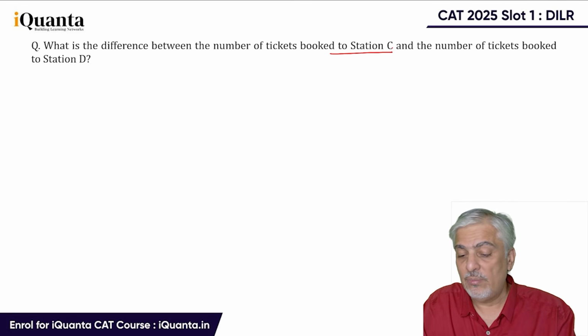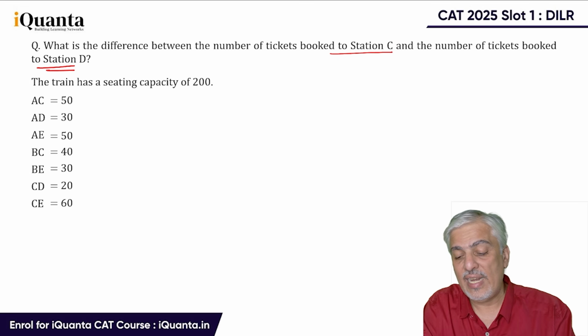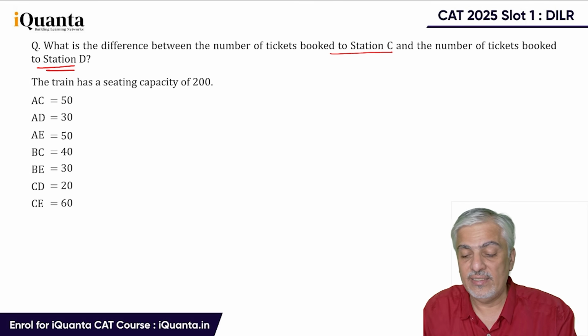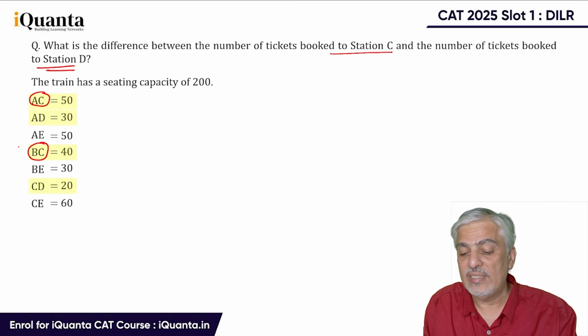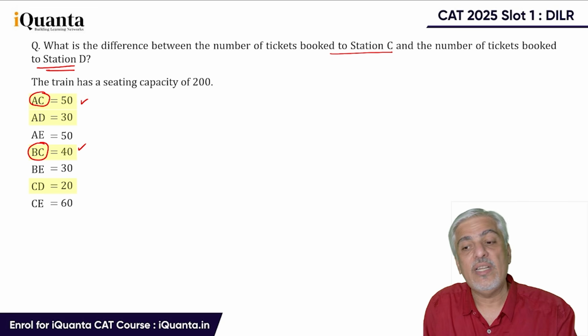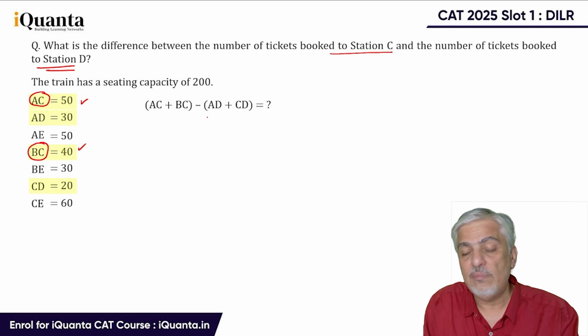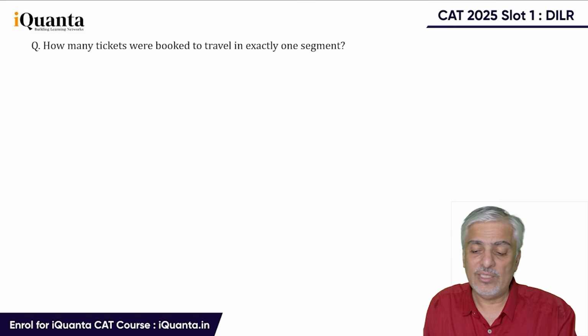What is the difference between the number of tickets booked to station C, not from C, to C, and the number of tickets booked to station D? So we have to count the ones which end at C and end at D. So AC I will count for C, BC I will count. These two total is 90, 50 plus 40, 90. And the other two which end at D are 30 plus 20, 50. So AC plus BC minus AD plus CD, that is 90 minus 50, 90 minus 50 is 40. That's your answer for this question. Right? Let's go to the next question.